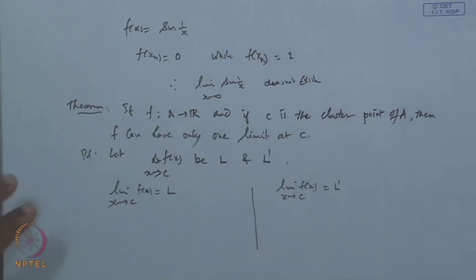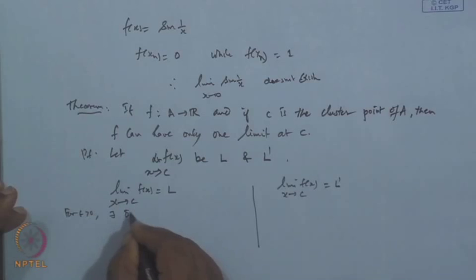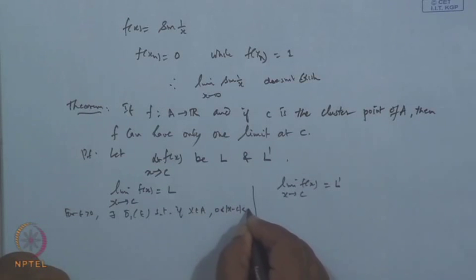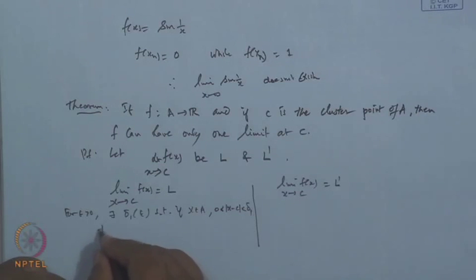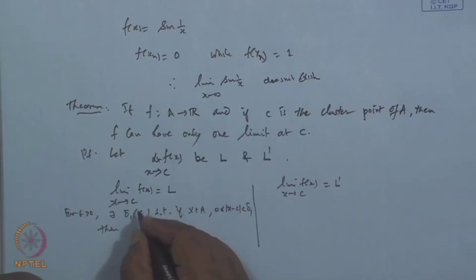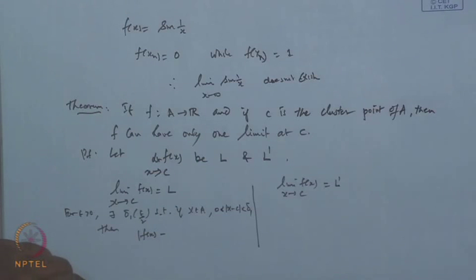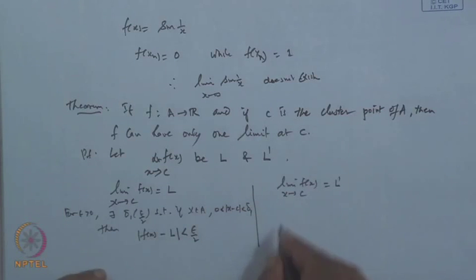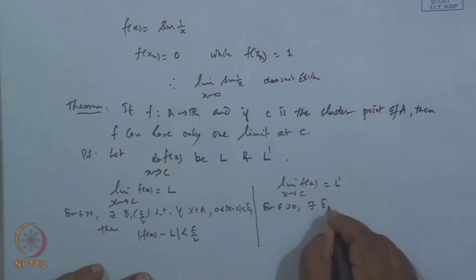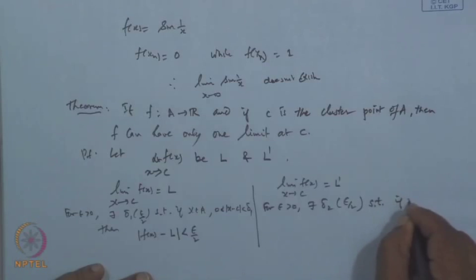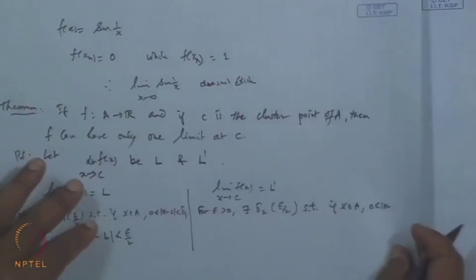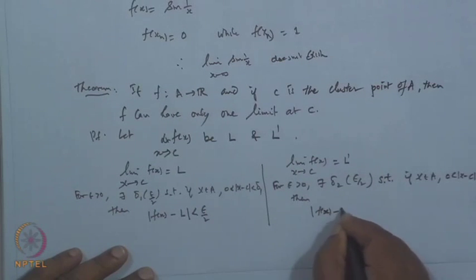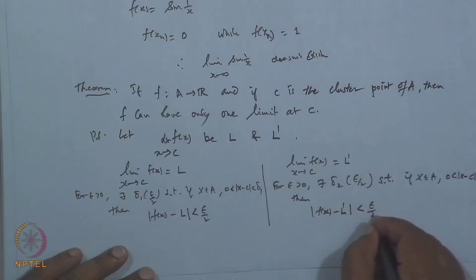So apply the definition now. For a given epsilon greater than 0, there exists a delta 1 depending on epsilon by 2 such that if x belongs to A and 0 is less than mod x minus C less than delta 1, then mod of f x minus L is less than epsilon by 2, for all such x. Similarly, for the same epsilon greater than 0, there exists a delta 2 which depends on epsilon by 2 such that if x belongs to A and mod x minus C is less than delta 2, then mod of f x minus L dash is less than epsilon by 2 for all such x.